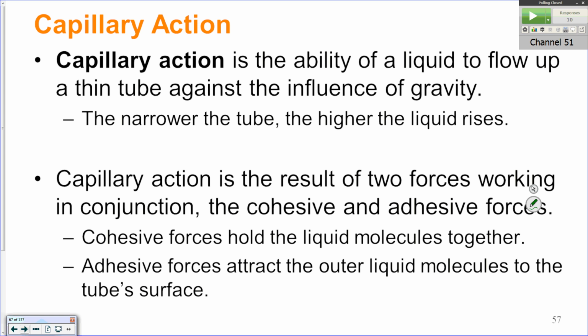All right, the last example that we're going to cover quickly is capillary action. I'm introducing this because you've got a Mastering Chemistry problem with it. Capillary action is the ability of a liquid to flow up a thin tube against the influence of gravity.